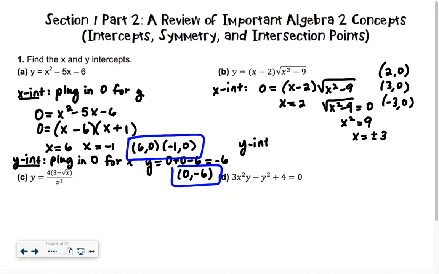And then the y-intercept, if I plug in 0 for x, I get -2 times the square root of -9. So what does this mean? Yeah, there's no y-intercept, right? So we only have x-intercepts for this. It doesn't ever cross the y-axis.